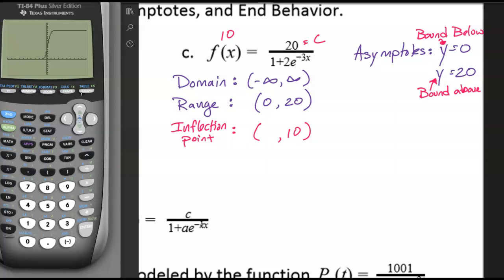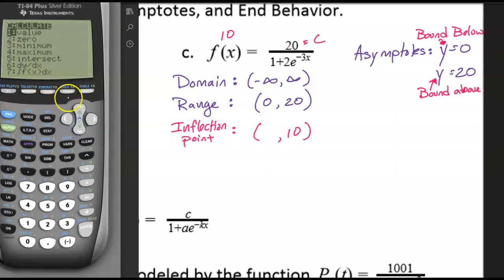No one can guess or think or give me, yes, Uma. You could solve algebraically, but that's a lot of work. Yes, exactly. Go to y equals and type in y2 is 10. Where those two lines intersect is going to be our inflection point. So how do we find intersections on the graph?